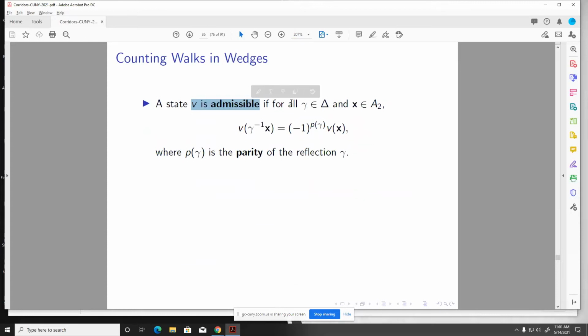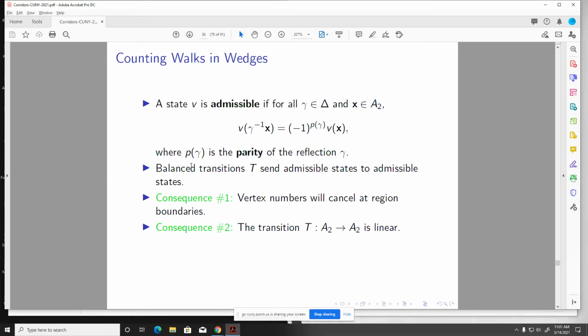Again, this is just a generalization of the earlier definitions, but we call our state admissible if it has a certain property with respect to elements of our reflection group. Basically, you apply a reflection. It should be the same as either plus or minus the original vertex number. Half of them are going to be negative. We call this the parity, how many reflections, even or odd.